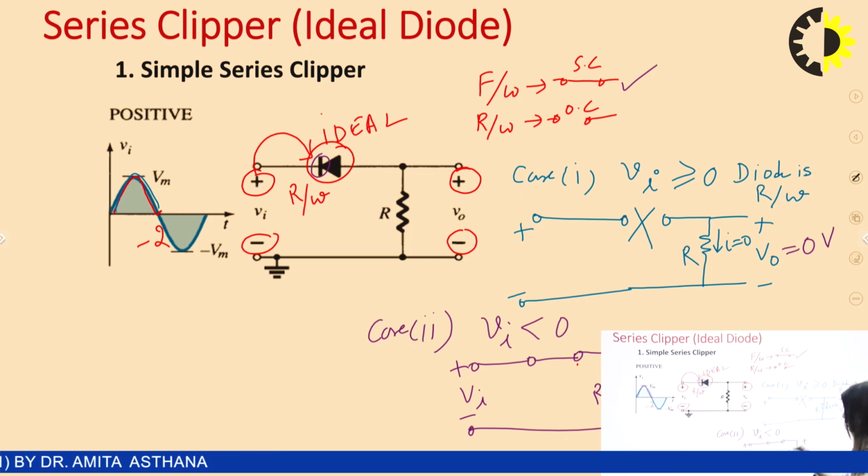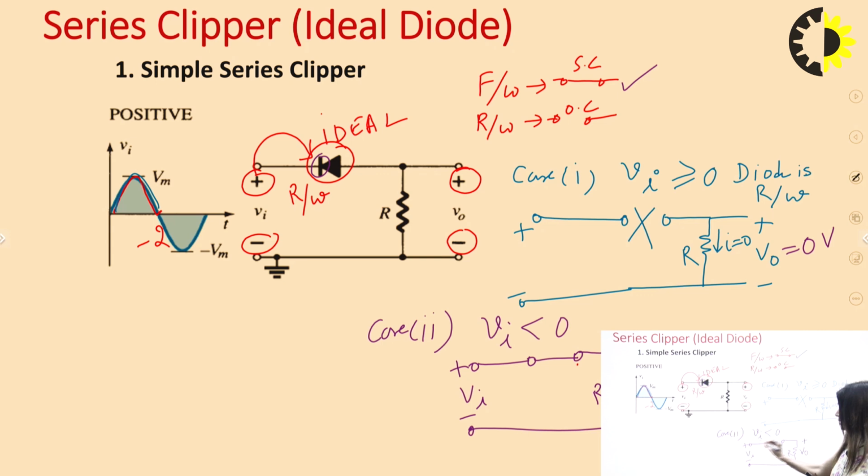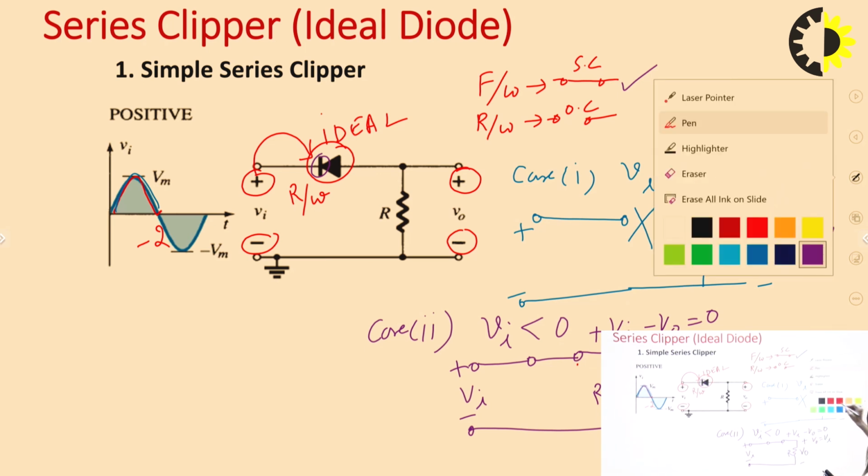So Vi is equal to Vo. I will apply KVL: plus Vi minus Vo is equal to 0. So Vo is equal to Vi. That means when the diode is short circuited, the output voltage is equal to the input voltage. Now I will make the waveform.